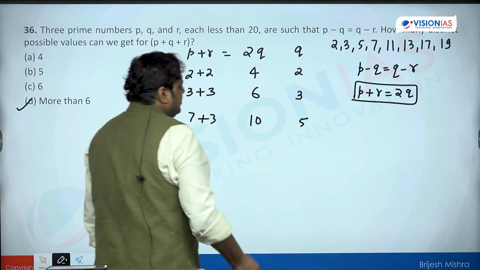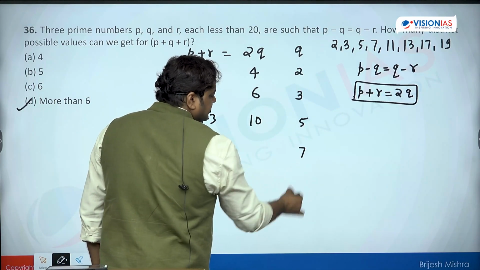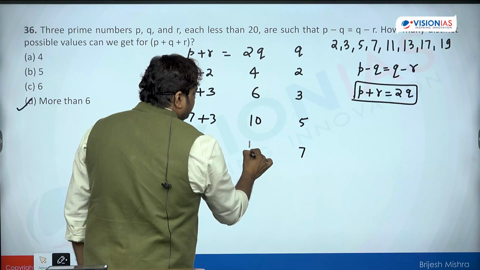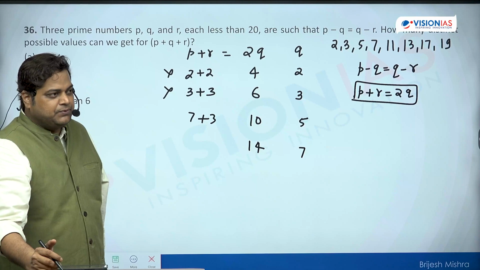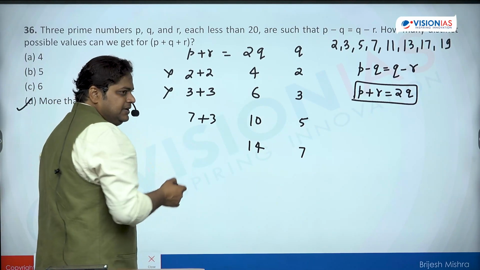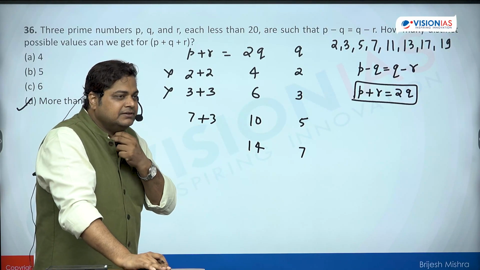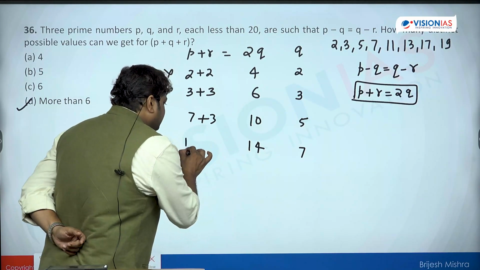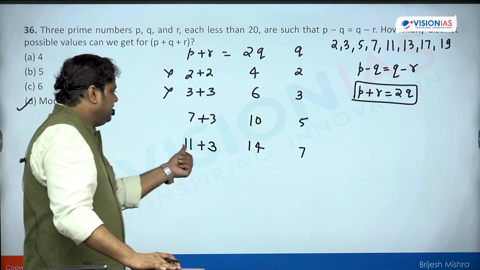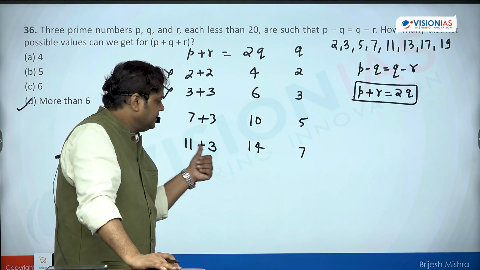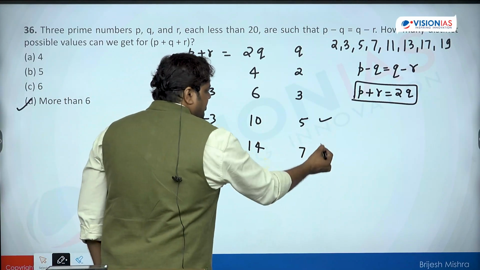7 plus 3. Then if we go further, after 5, 7. 7 into 2, 14. We can get 7 plus 7, 14. Or what else we have? What other possibility? Yes, 11 plus 3. We can have a possibility this way. 11 plus 3. 11 is a prime number, 3 is also a prime number. So how many possibilities till now we have got?